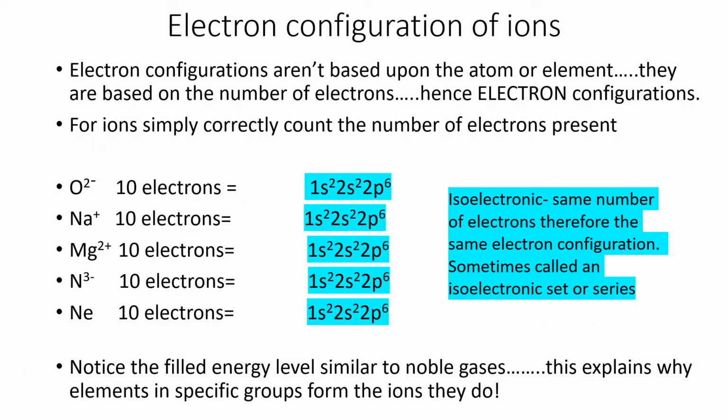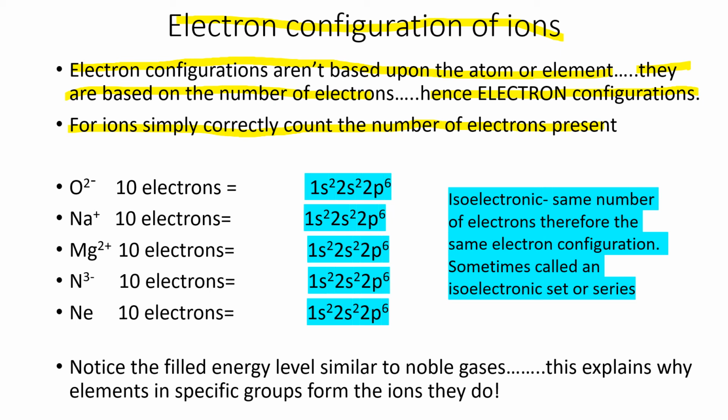And one of the last things we want to do with electron configurations is talk a little bit about the electron configurations of ions. Electron configurations aren't based upon an atom or an element. They're based upon the number of electrons. That's why they're called electron configurations. For ions, simply correctly count the number of electrons present, follow the pattern, and fill it up. So let's do some examples of some ions.